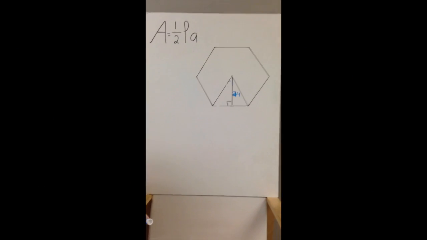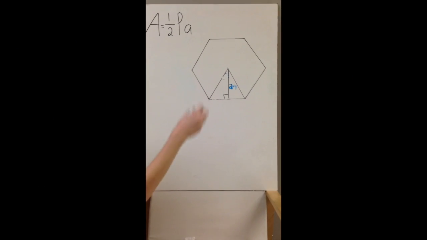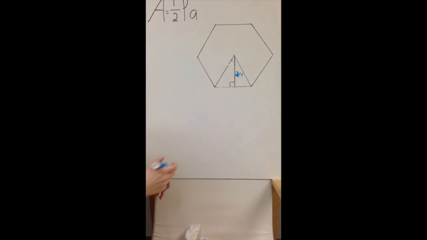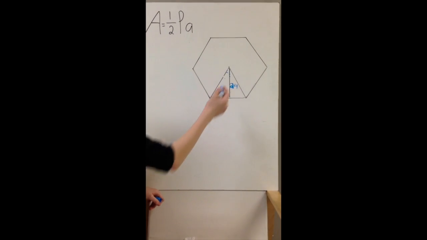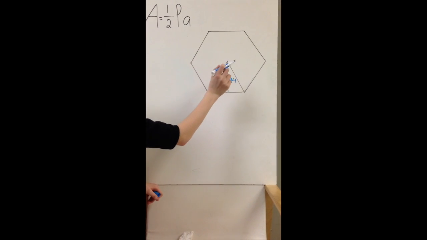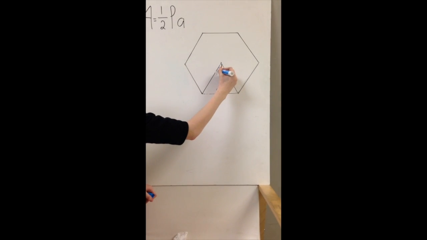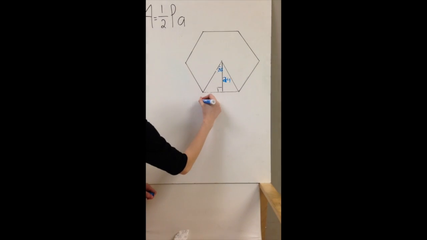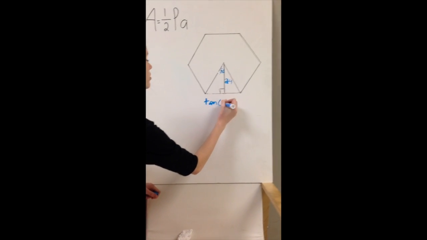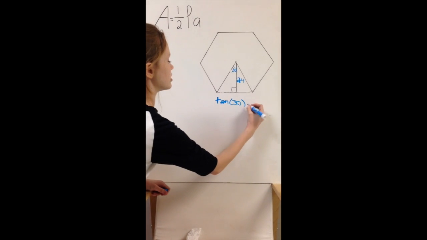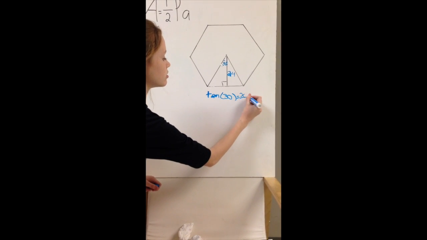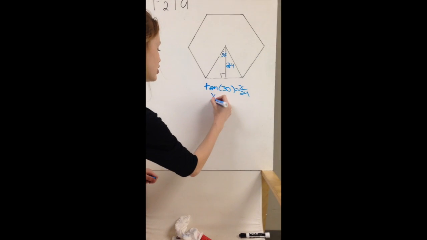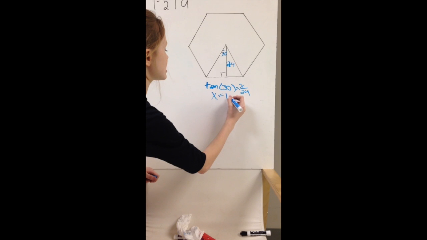This is an example of a problem where instead of being given the perimeter, you're given the apothem. Because of the central angles theorem, we know that this would be 60, so this would be 30. Then you use right triangle trigonometry, and the tan of 30 is equal to x over 24. If you solve this, with the function, you should get x is equal to 13.86.